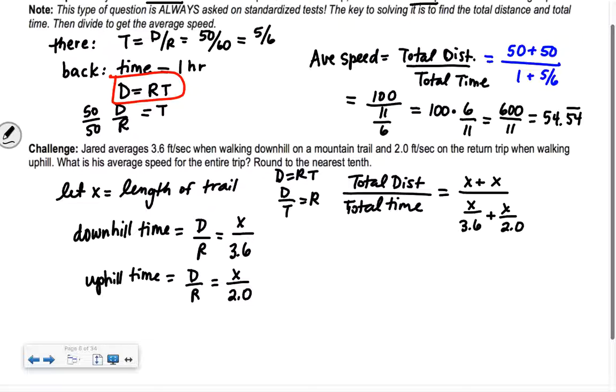So it's up to you guys. You can solve this using that common denominator approach. Do you guys know what the common denominator would be? Any ideas? No? 3.6 and 2? You could do like 7.2. You just multiply them together always, right? Or you can combine, and so you can say, okay, I have x plus x, which is 2x. And then I have x over 3.6, and we have x over 2.0. So we're going to multiply by 2.0 over 2.0, and we're going to multiply by 3.6 over 3.6.